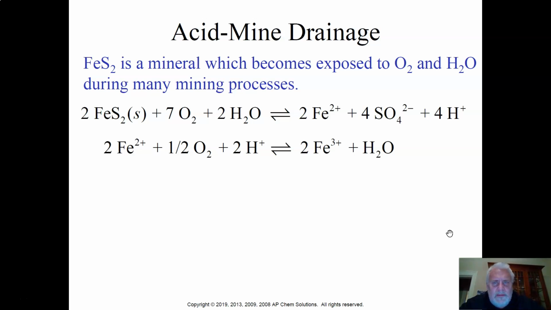It's interesting from a pollution standpoint that iron sulfide during mining processes was many times just dumped off into the environment, and you can see it doesn't take much to react with it. It reacts with oxygen and water, and then this reaction, also not a huge fan of half coefficients.